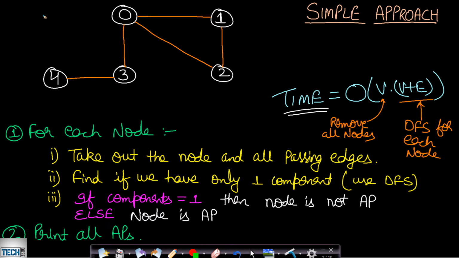Now what is a simple approach in order to solve this problem? Well, if you are given this graph, then what we can do is take each node one by one. Let us take this node 0. Now what will we do? We will try to take out the node and all the passing edges. So let us say we took out this node 0 and all these outgoing edges as well.